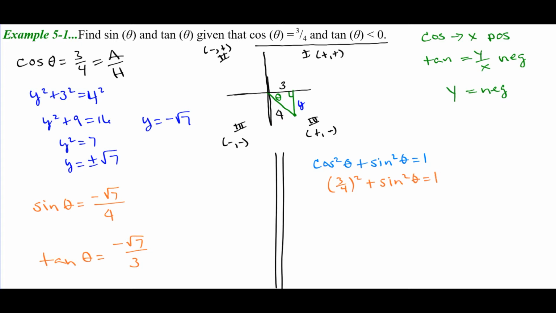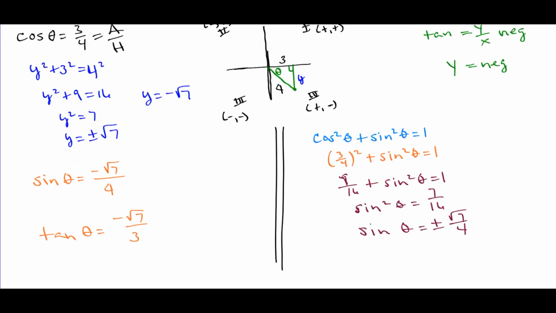Now I'm just going to do some algebra to solve. So we end up with the sine of theta is plus or minus radical 7 over 4. And then again, I go back and I look at my quadrant. Here I'm finding the sine value, which is the y coordinate, and I know it has to be negative. So I know my sine of theta is negative radical 7 over 4.